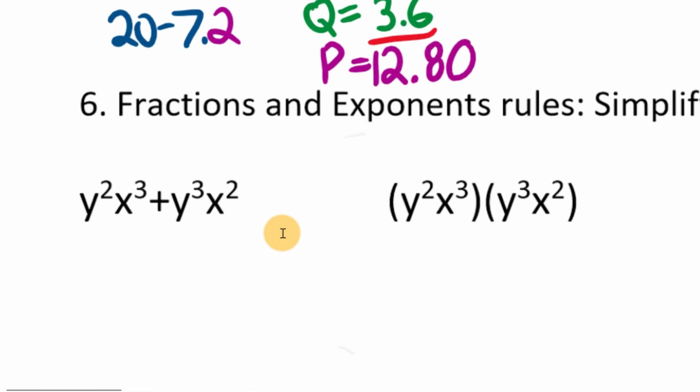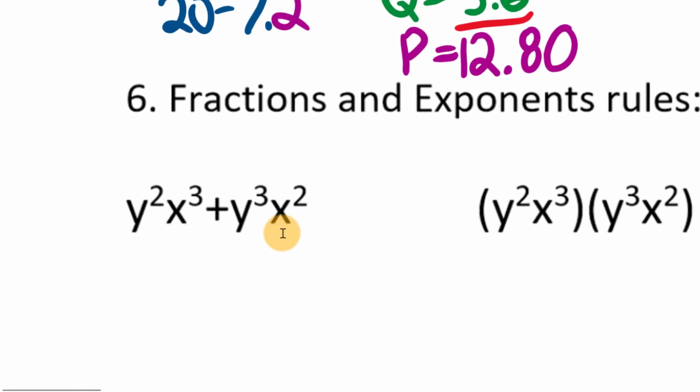Let's start with this first equation here. What we want to do is try to simplify this if we can, and if we can't, just say that we can't. So here we have y squared times x cubed plus y cubed times x squared. Can we group those and simplify this in any way? And the answer is no, we can't.